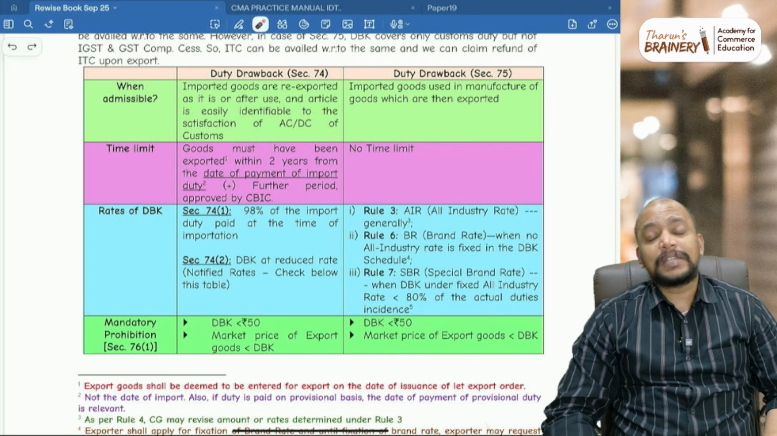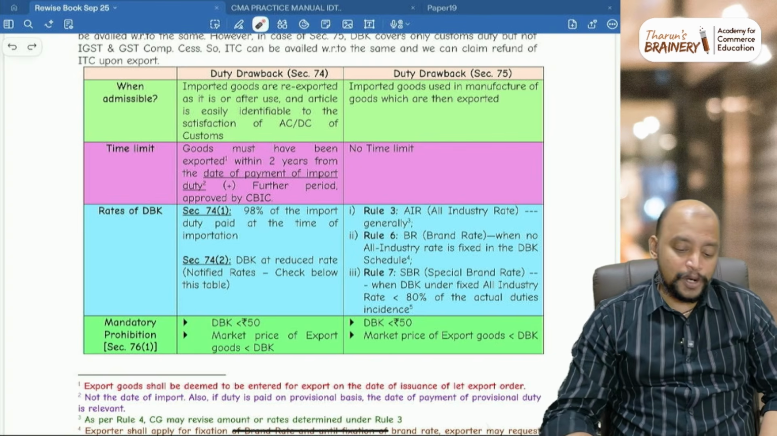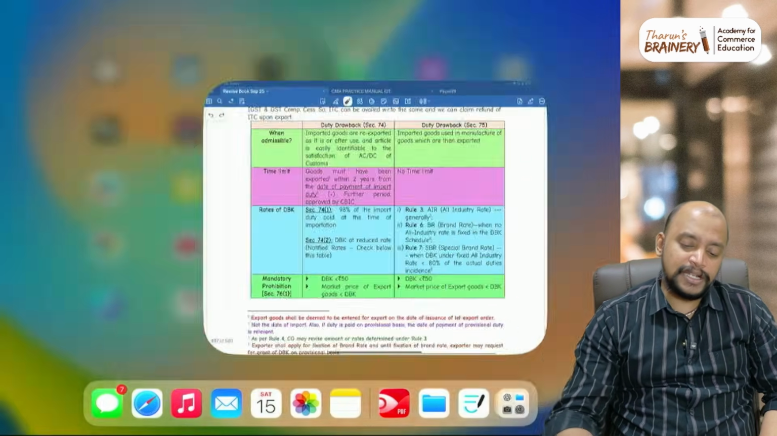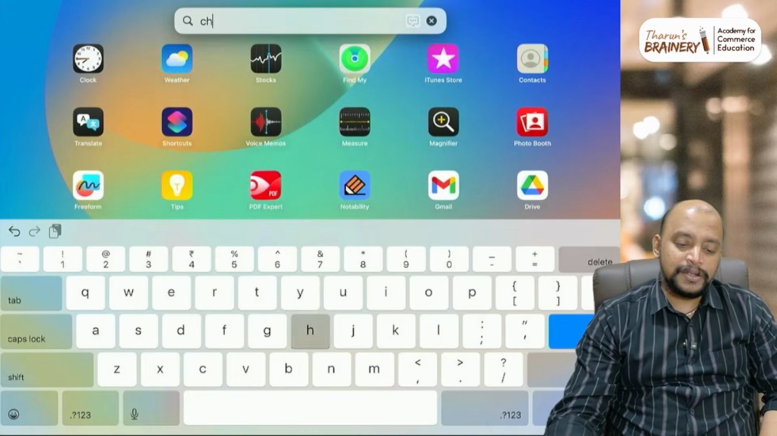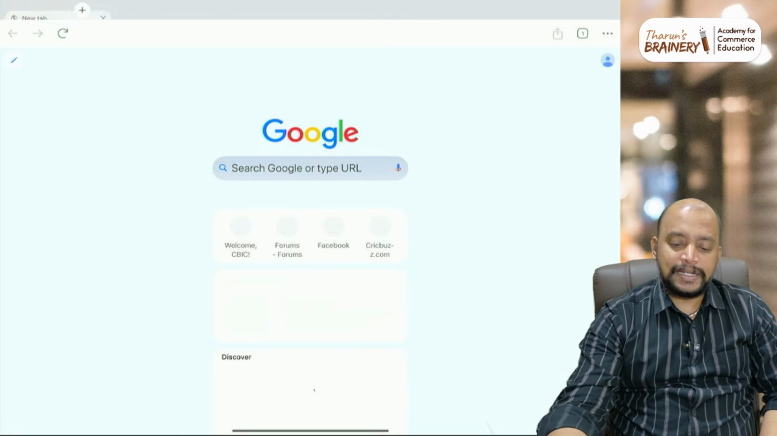Then Rule 6. What if the product which you are exporting is not available? Okay. So let's see this.